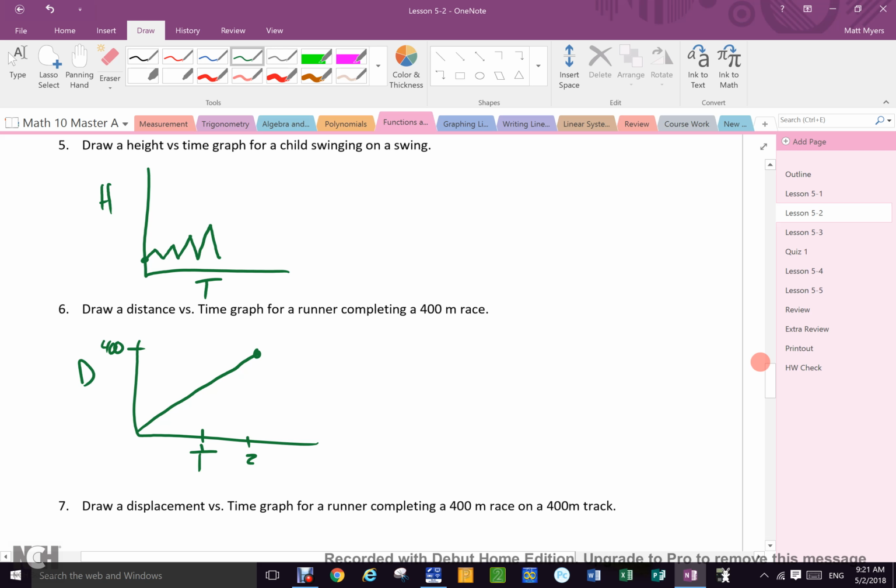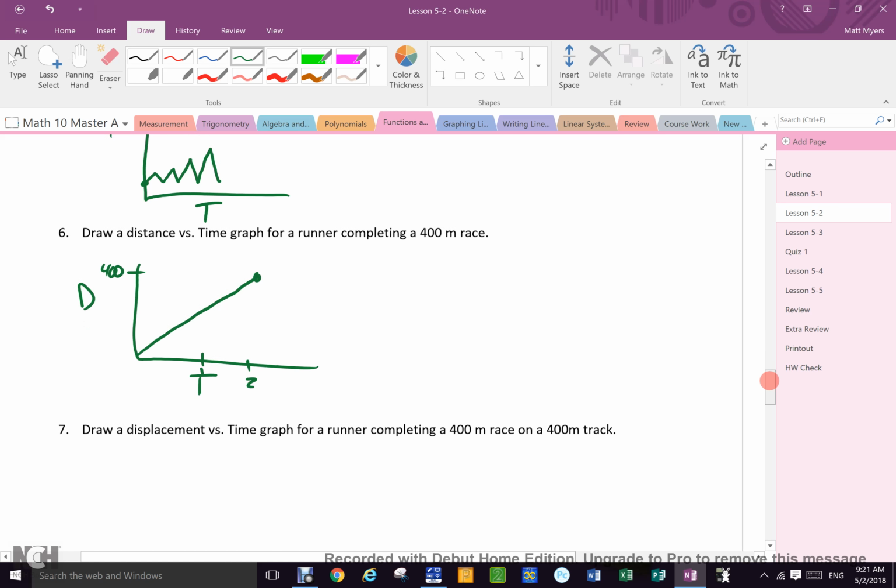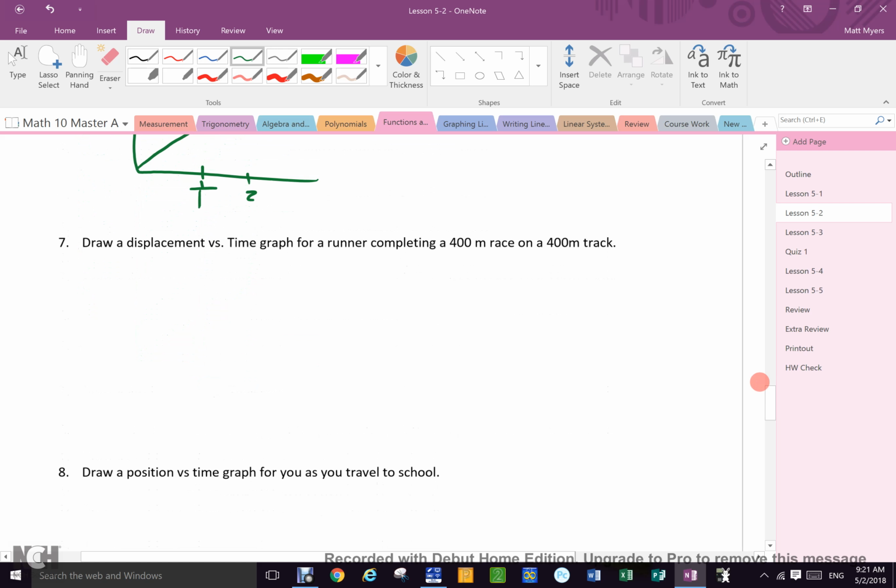Okay. Aiden. Yeah, technically it should be slightly curvy. But I'm going for concept here. What's different about number 7? Displacement. What happens a quarter of the way around the track?